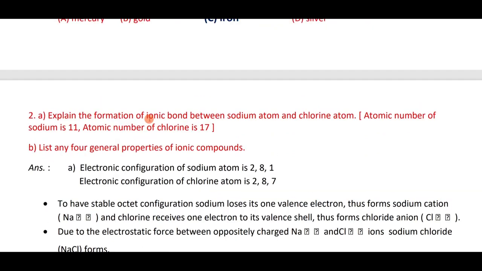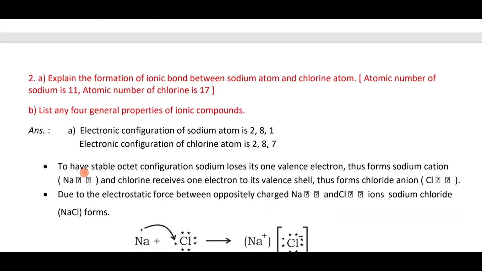Explain the formation of ionic bond between the sodium atom and chlorine atom. List any 4 general properties of ionic compounds. The electronic configuration of sodium atom is 2, 8, 1. The electronic configuration of chlorine atom is 2, 8, 7. Here, one electron from the sodium atom is donated to chlorine. Sodium is the donor, chlorine is the acceptor.